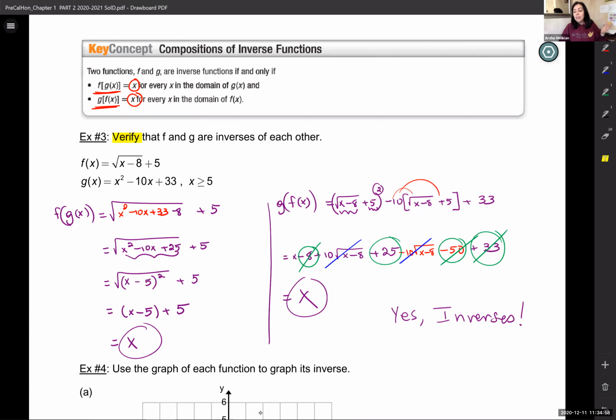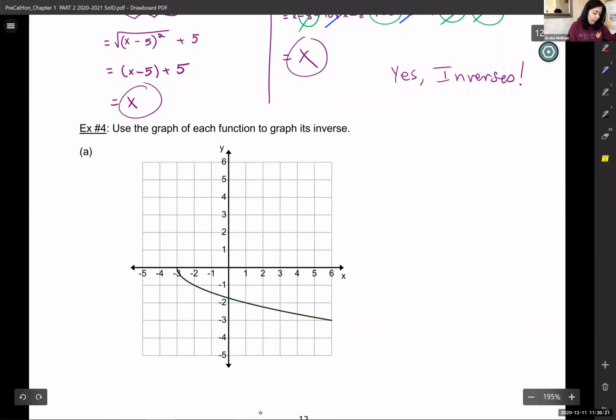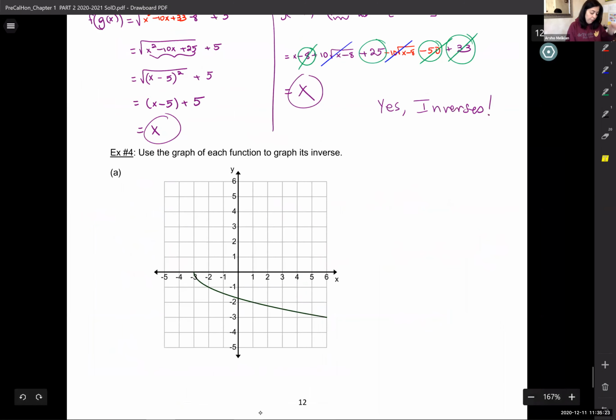Okay, so somebody's now thinking, oh my God, Miss Malikian, you know what I could have done? I could have just taken f of x, found the inverse, shown that it's g of x, and boom. Okay, but you haven't verified. To verify mathematically, you've got to do it using the theorem.